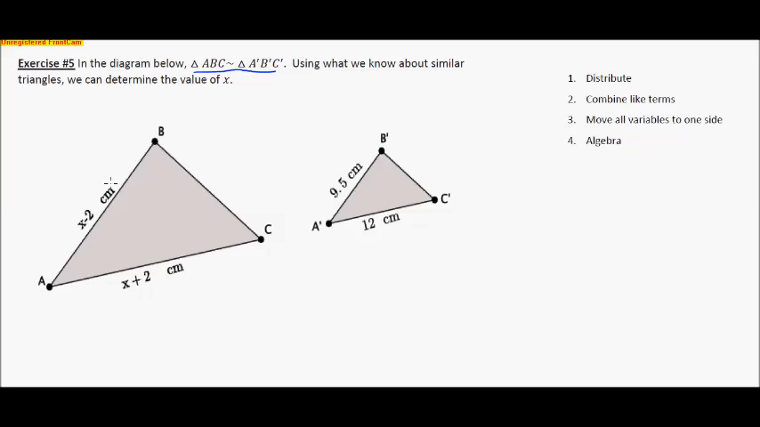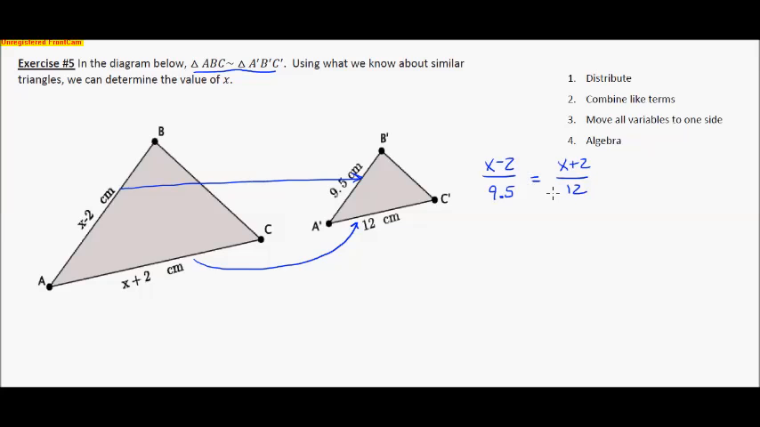So that means I can set up a proportion using the corresponding sides. I'm going to go big triangle, which is x minus 2, compared to small triangle, which is 9.5. Then I'm going to match it up again: big triangle, which is x plus 2, over small triangle, which is 12. So again, I went big triangle to small triangle, big triangle to small triangle. That's where I got my proportion to start. Now it really is like the previous 4 examples that we've done.